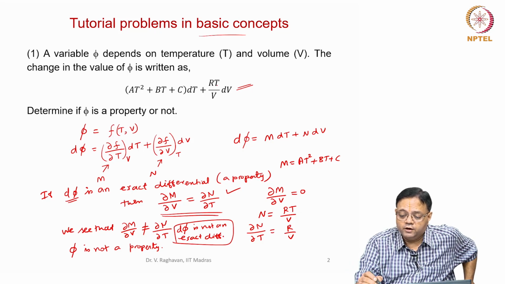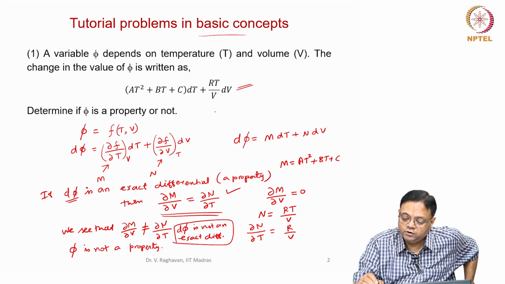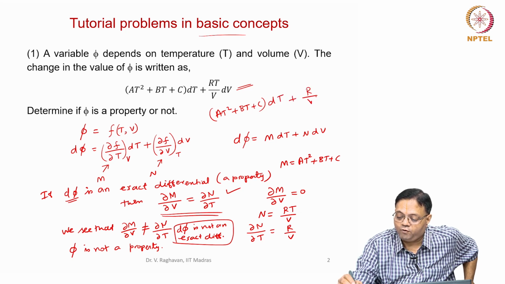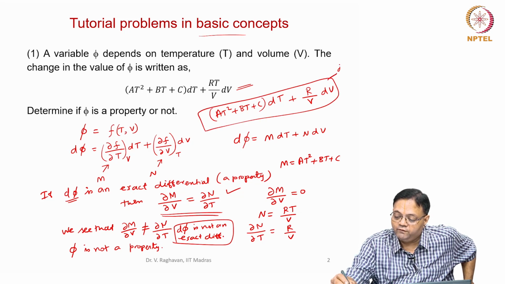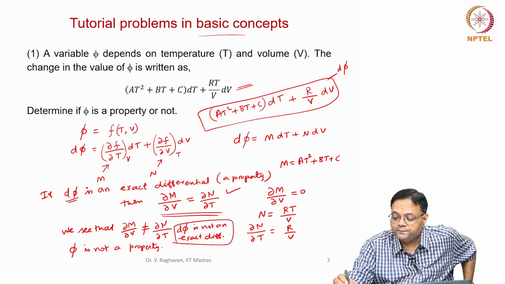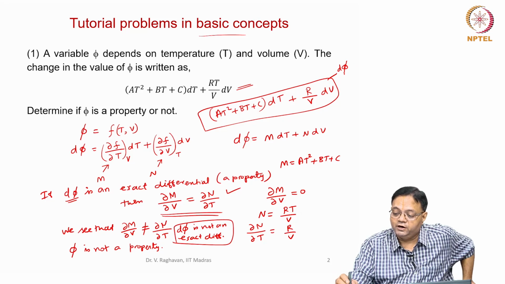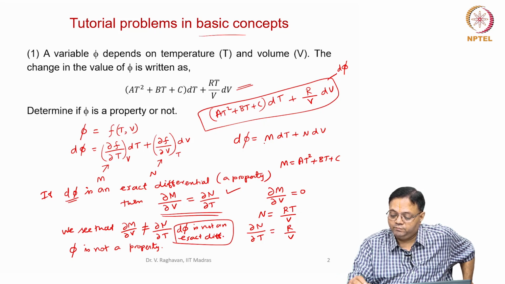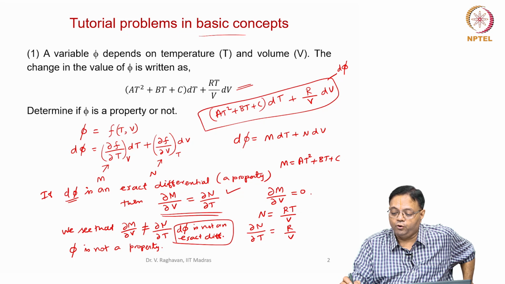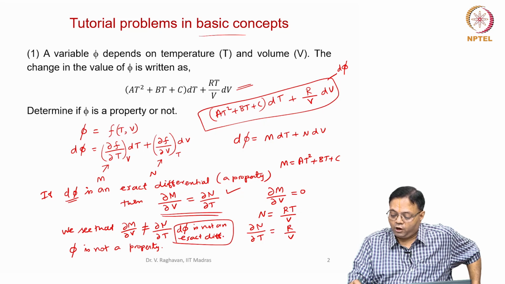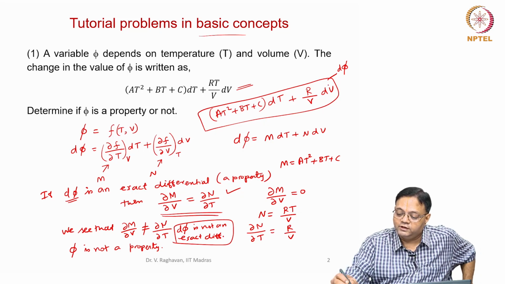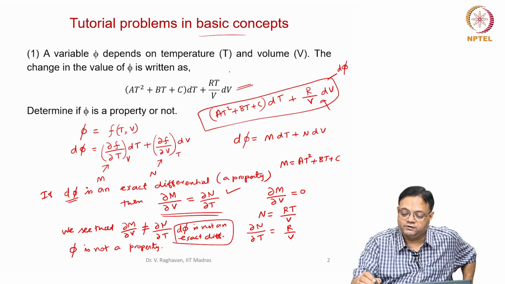On the other hand, if you consider a function where, say, this is A T square plus B T plus C times dT plus, let us just have R by V into dV, and this equals d phi, then we can say phi is a property. Because you can see that here M will be the same as previous. So, dou M by dou V equals 0. Similarly, N will be only R by V, so dou N by dou T will also be equal to 0. So, this is a property. So, this relationship is a property, but the earlier one is not.